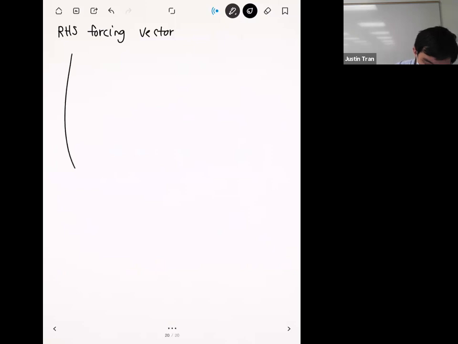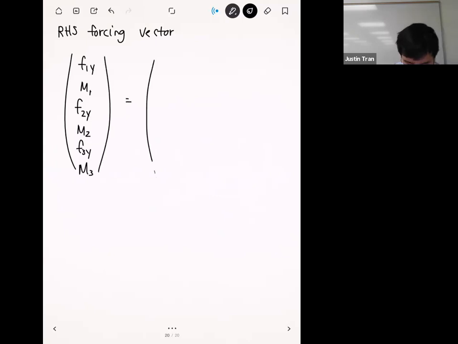Okay. So remember, our forcing vector started out with this. We had all these entries that we needed to specify. All right, and so the first 2 entries are going to be 0 because those are our fixed constraints. And so will our last 2 entries because of the pin support and also the fact that there's no moment being applied on node 3.